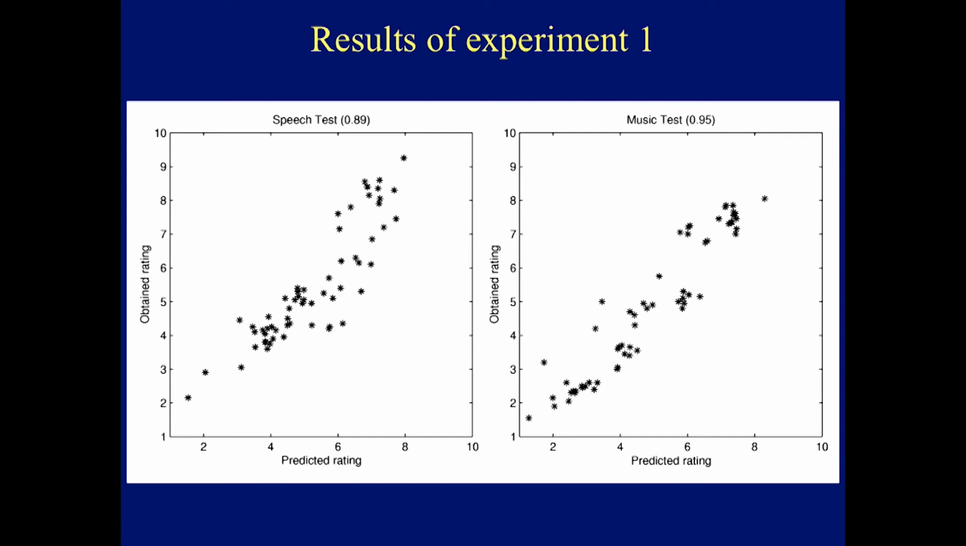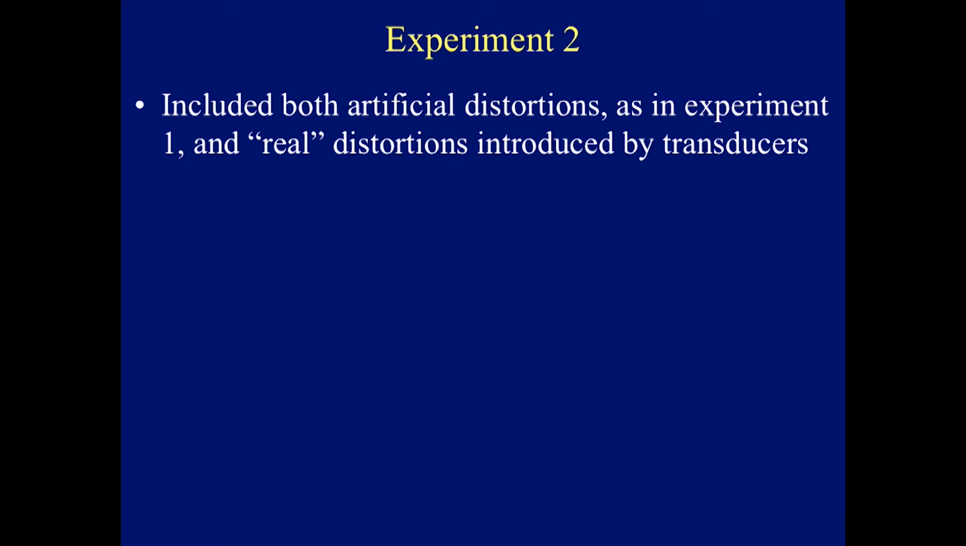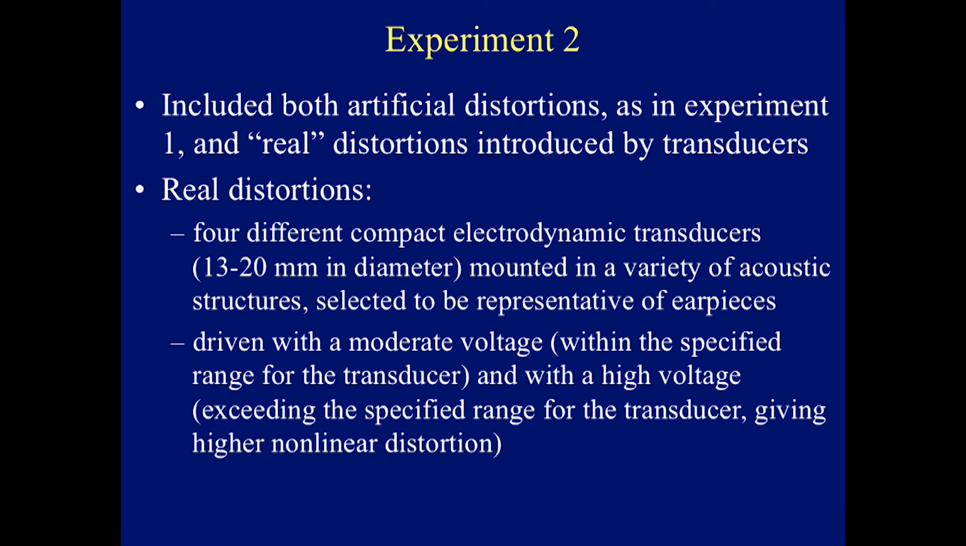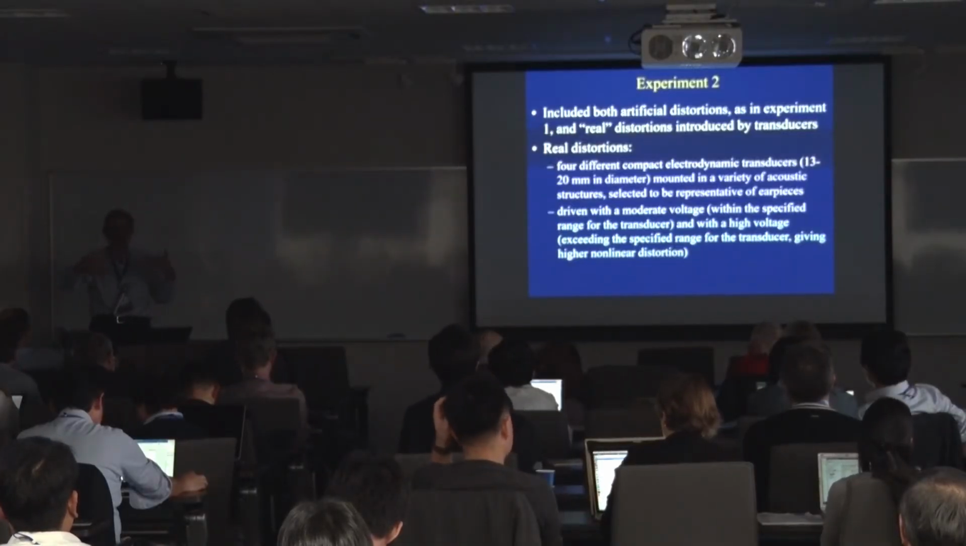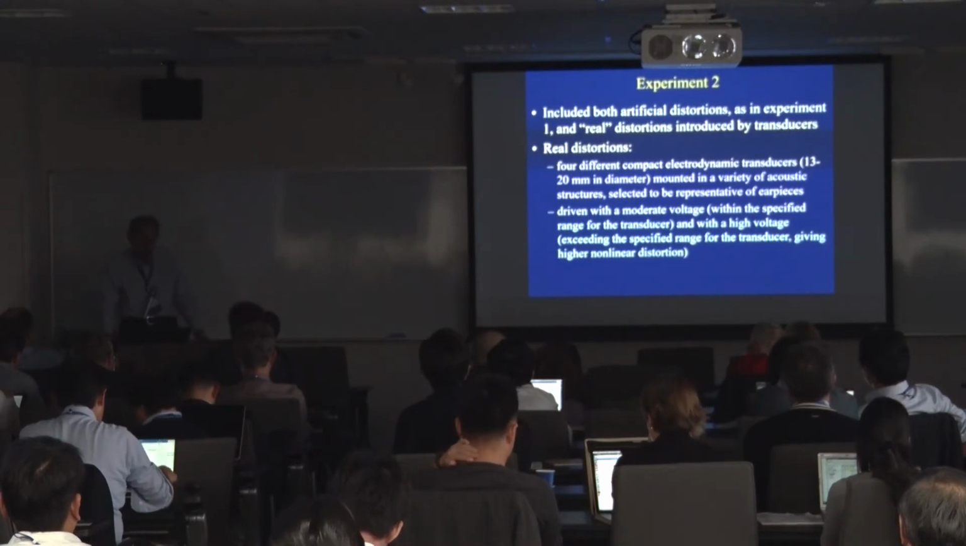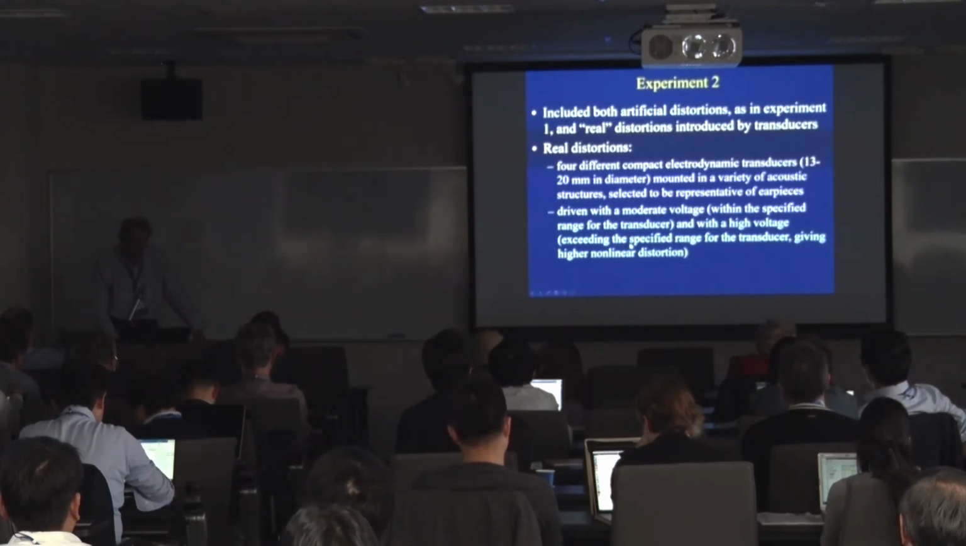But this is all for artificial distortions. So I want to go on now to consider an experiment where we included both these artificial distortions and the real distortions introduced by transducers. So again, we used mobile phones and we had 4 different types of transducers with a variety of types of surrounding structures representing different types of earpieces. And we drove them either with a moderate voltage, which was within the specified range for the transducer, or we overdrove them. We drove them with a high voltage outside the specified range, so they were distorting quite badly, giving more nonlinear distortion.